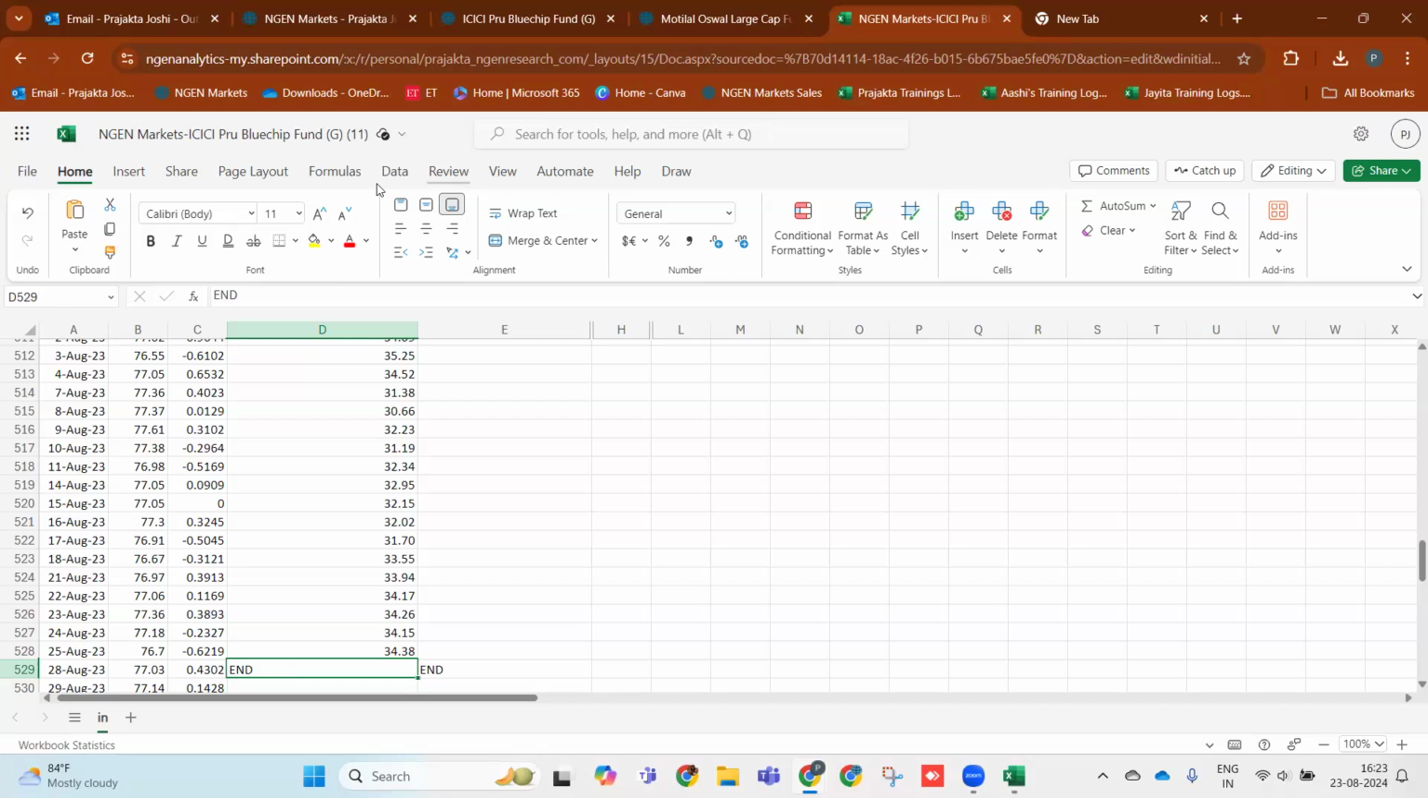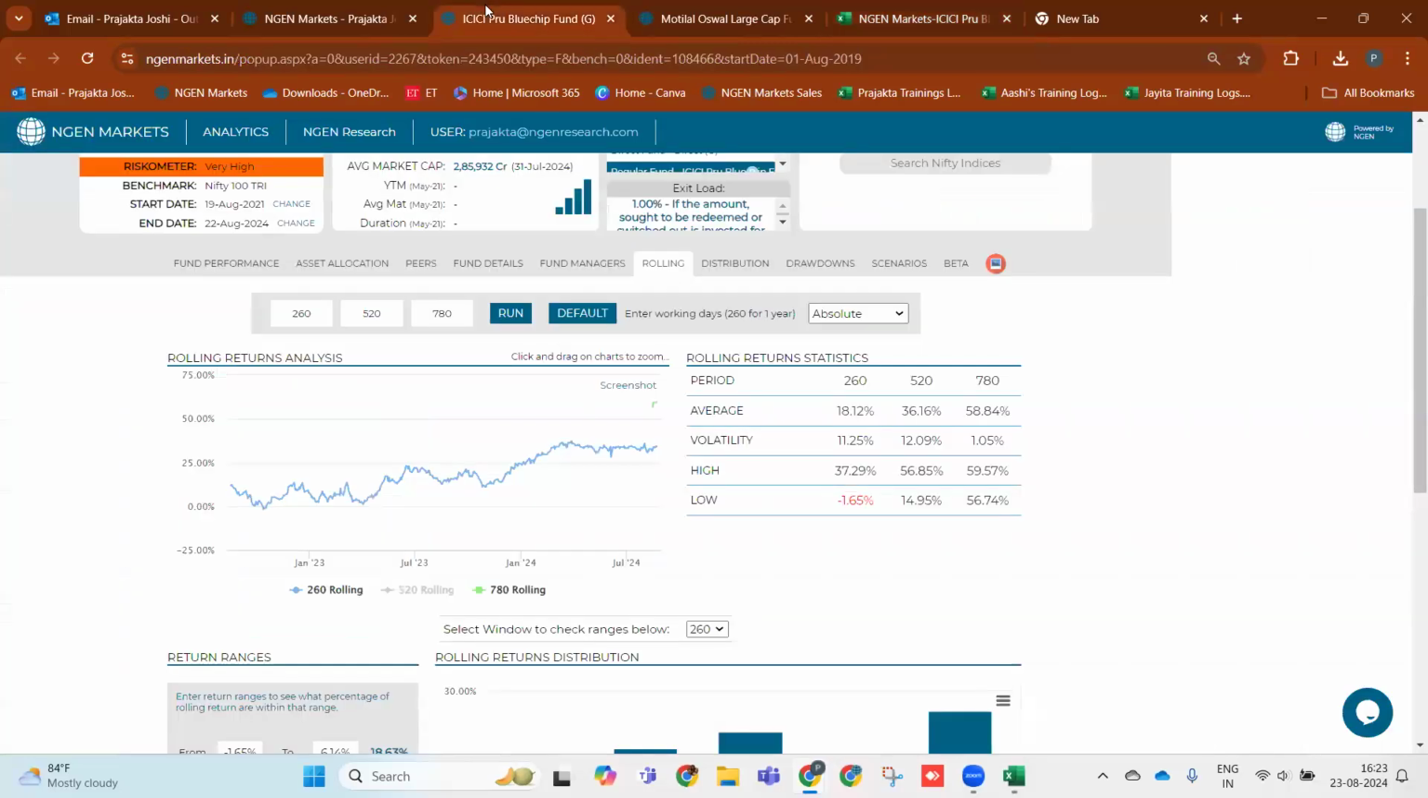Because we are currently on 23rd of August, right? So for 260 days to complete, this is where the data should end. Now let's check if the last point on the blue line chart right there is matching with this 34.38%. Simply go back to the fund analytics, and try to hover on the last point right here on this blue line chart.